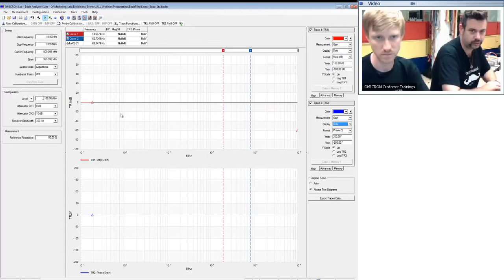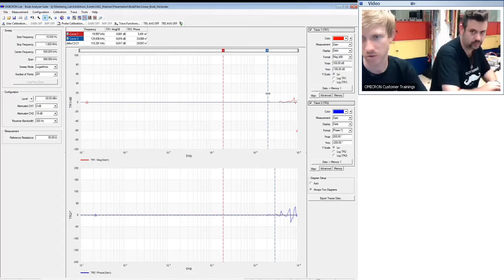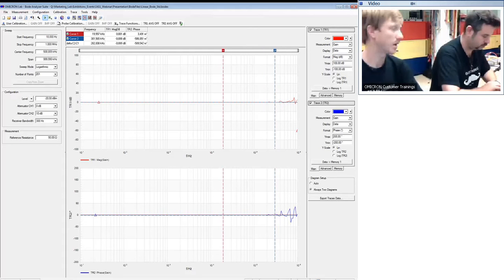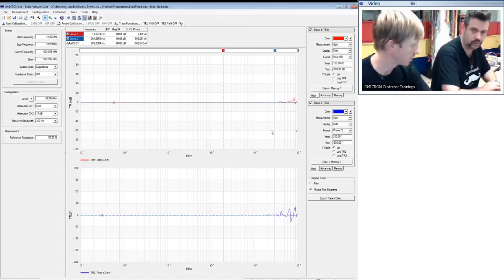Yeah, it's looking good. So we are now starting a sweep, measuring from 10 Hertz to 1 megahertz. And we can see that up to 100K, 200K, 300K, everything is fine. Above 300K, we have some noise. Bernhard, what do you think about this noise?